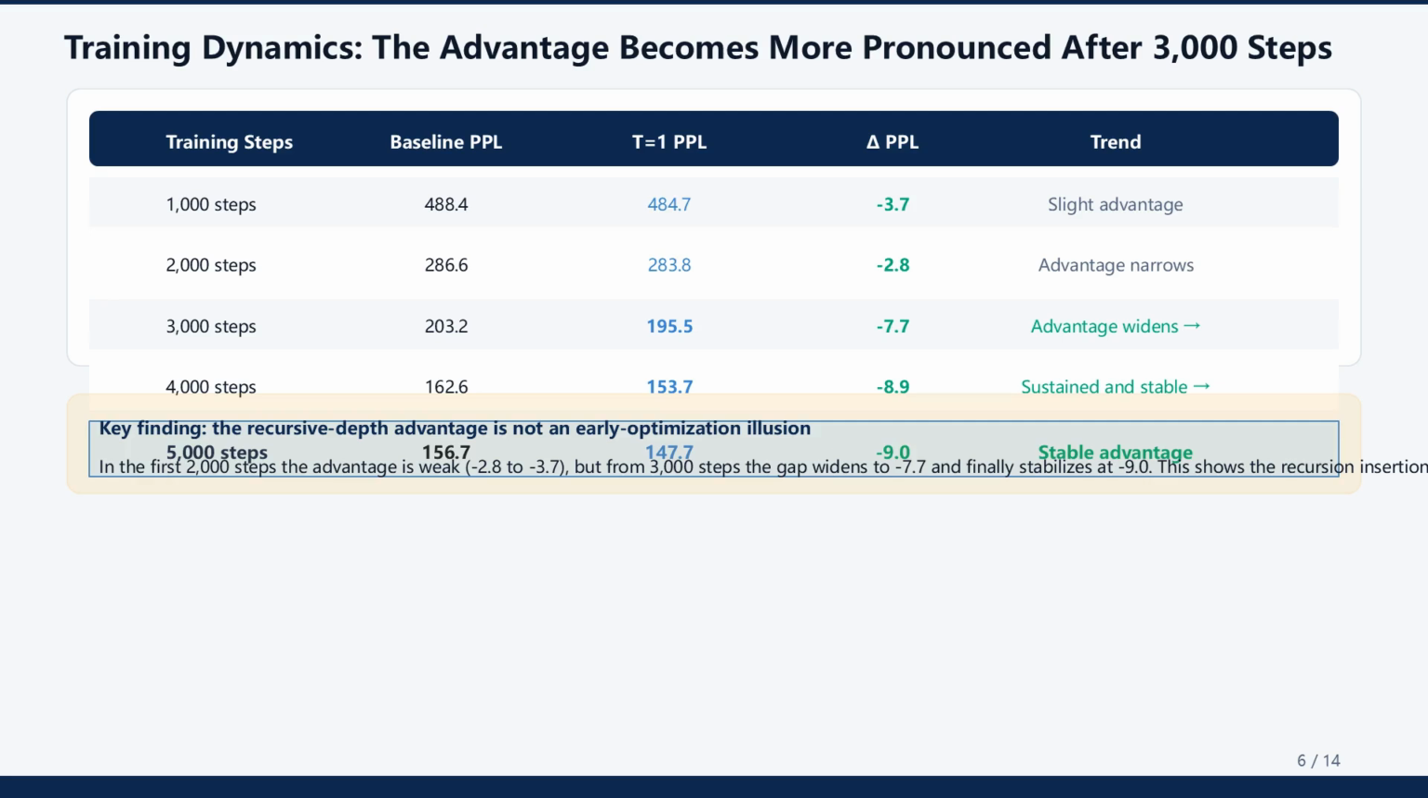Training dynamics analysis. In the first 2000 steps, T equals 1's advantage is weak, -2.8 to -3.7. But from 3,000 steps the gap widens to -7.7 and finally stabilizes at -9.0. This shows the recursive depth advantage is not an early optimization illusion but persists as the model fits the data distribution.